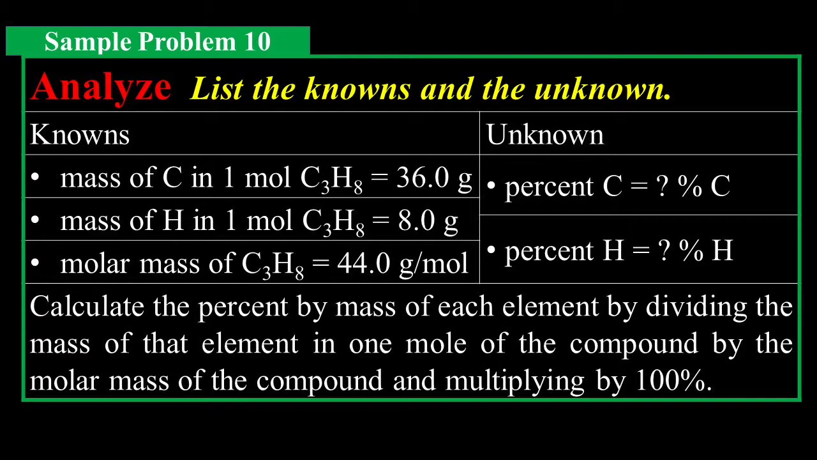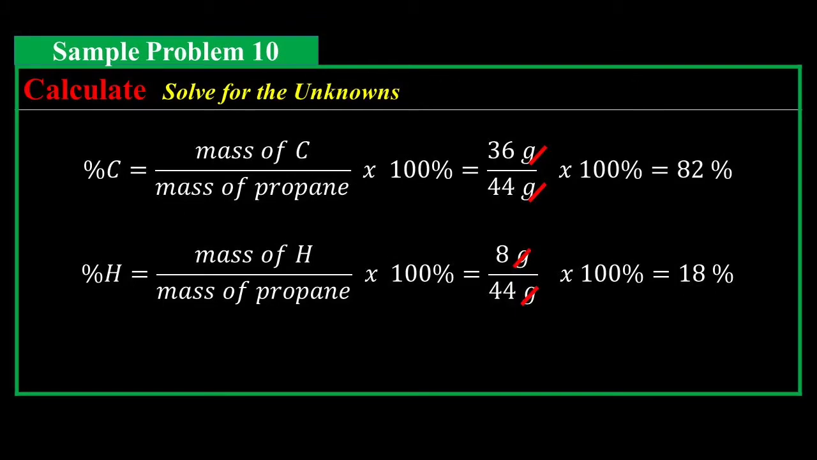Calculate the percent by mass of each element by dividing the mass of that element in 1 mole or 1 particle of the compound by the molar mass of the compound and multiplying by 100. So we've kind of done it already. 36 divided by 44 times 100 is 82%, and 8 divided by 44 times 100 equals 18%. Notice that 82% plus 18% equals 100. It should add up to 100. Now, with round-off error, it could be 99 or 98 or 101, etc., but 100%, or very, very near 100%, is just fine, not a problem.